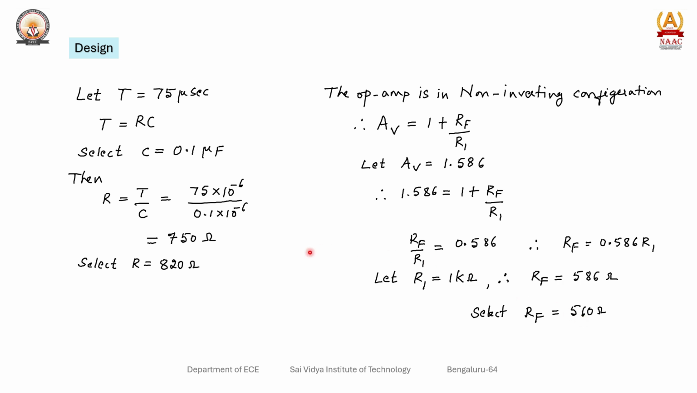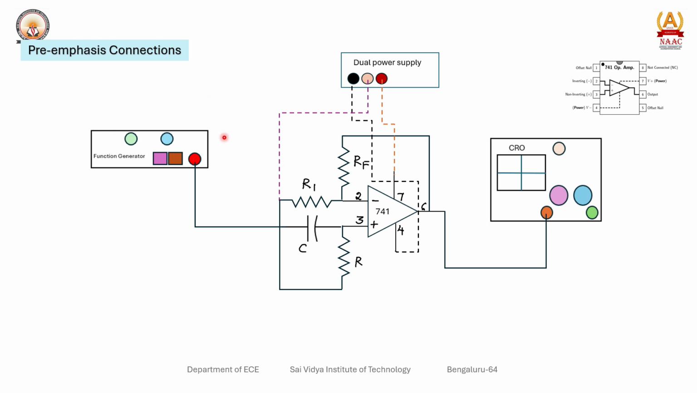Once all the components are designed, let us connect the circuit. Some of the controls of the function generator, power supply and CRO are shown here. Not all the controls are shown. This is the schematic representation of the instruments that we are using. Connect the op amp to the breadboard, connect the resistors and RC element, and connect the input, output and the power supply as shown.